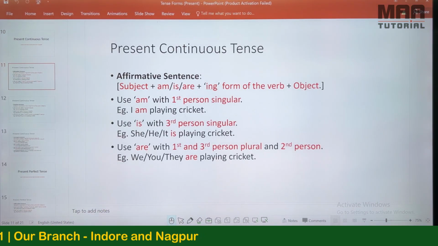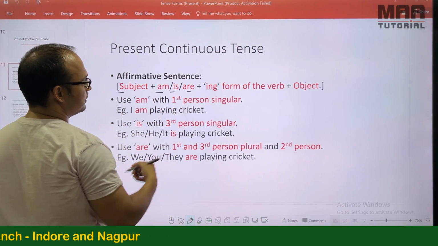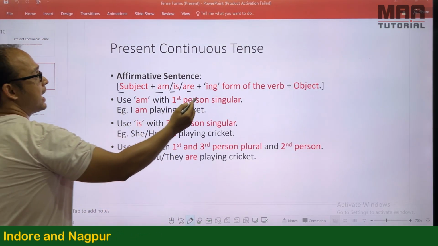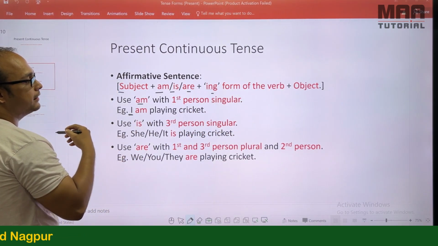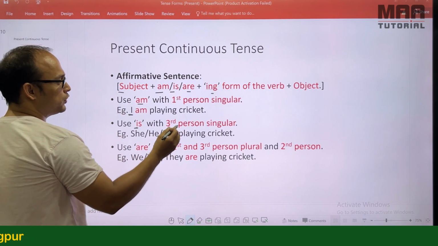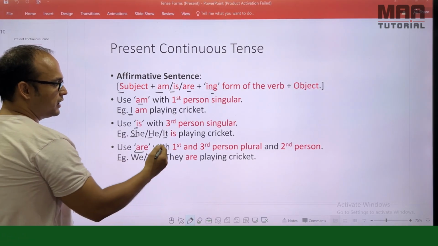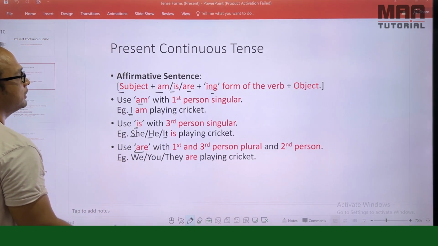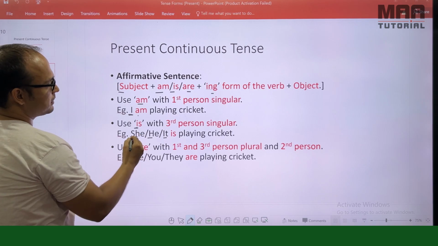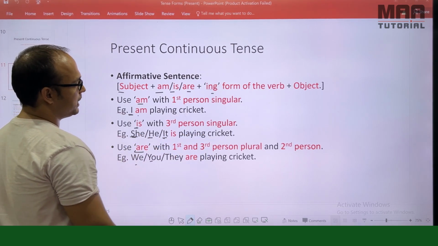For example, affirmative structure: it is subject plus am, is, are, depending on the subject, then the ing form of the verb plus object. When will am be used? Am is used for I, whereas is is used for third person singular, she, he, and it. And are is used for everything else, for first and third person plural and second person singular and plural. So I am playing cricket, he, she, it is playing cricket, we, you, they are playing cricket.